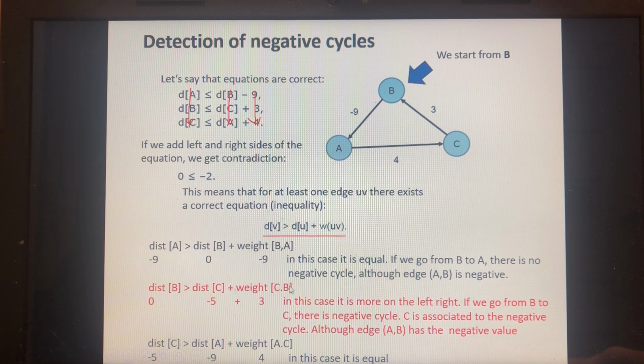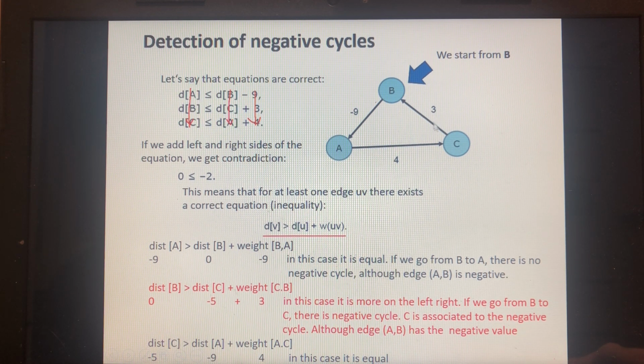as starting from B, yes, we start from B and go to C. So distance B is 0, distance to C it is minus 9 plus 4, it would be minus 5, and the distance from C to B would be 3. So when we are starting from B and calculating the distance for C, then we get a negative cycle. Yes, we're calculating here the distance for C. This is 0. This distance for C, it is minus 9, 4, and this is minus 5. And weight CB, we're going back to the other side. So going back from this other side, it creates that negative cycle here.